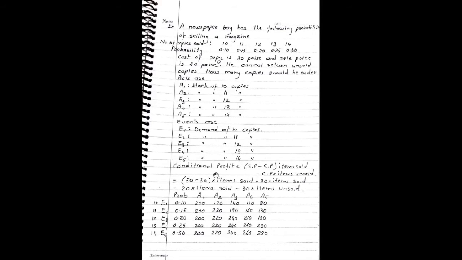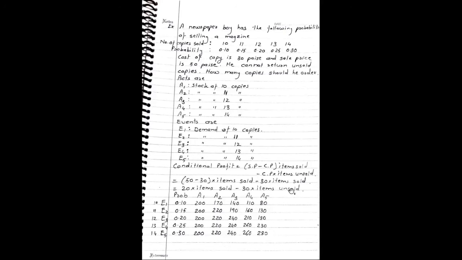Now, conditional profit is equal to selling price minus cost price into items sold minus cost price into items unsold. Selling price is 50 paise, cost price is 30 paise. So the formula becomes 50 minus 30 into items sold minus 30 into items unsold, because 30 is the cost price. So 20 into items sold minus 30 into items unsold.